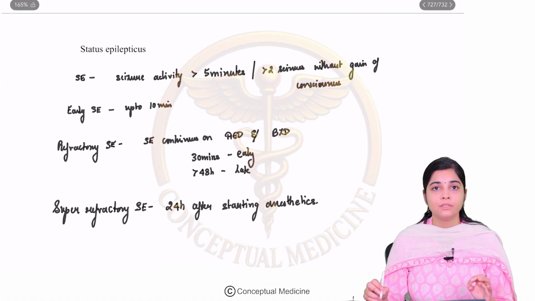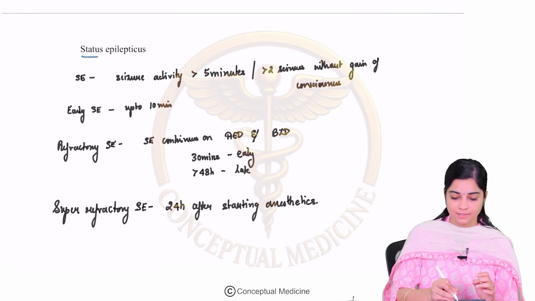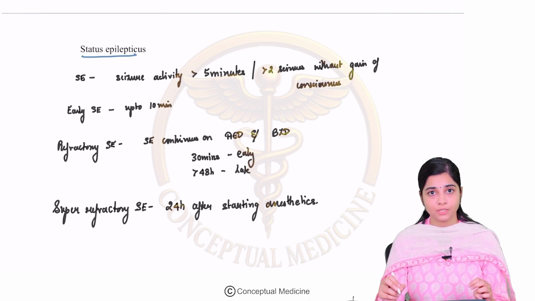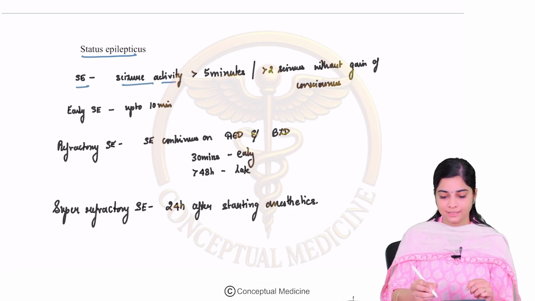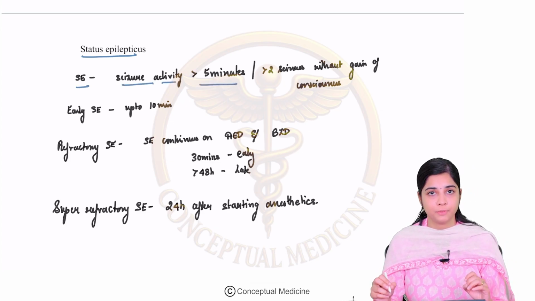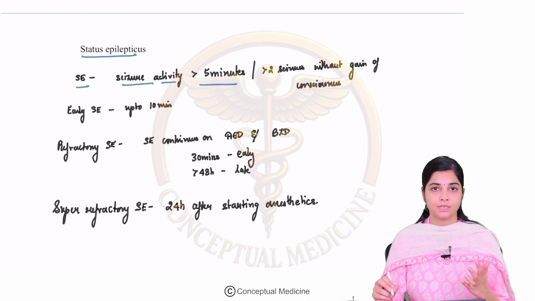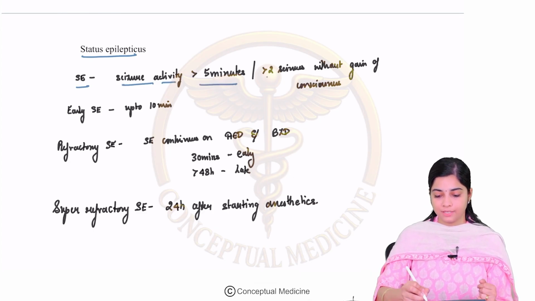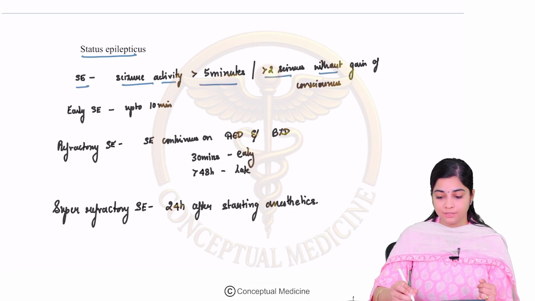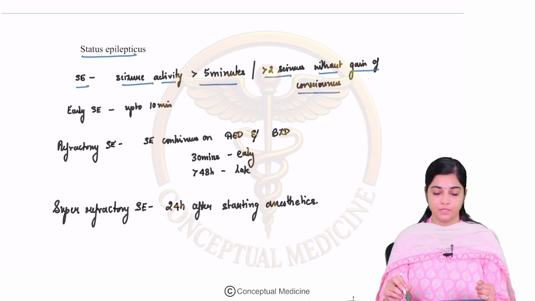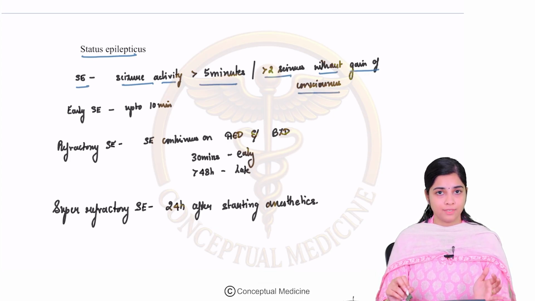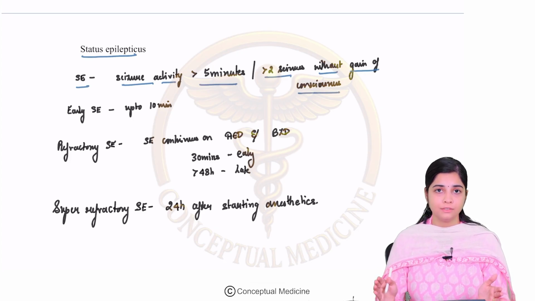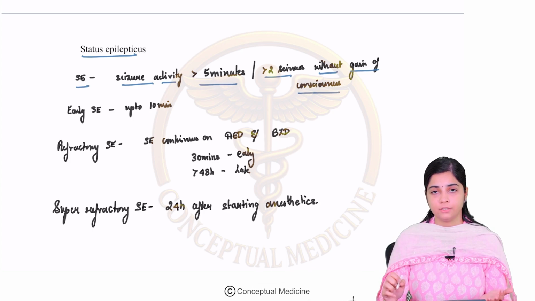Now, let us move on to understanding what status epilepticus is. Status epilepticus is defined as seizure activity which lasts for more than 5 minutes, or if there are 2 seizures occurring without gain of consciousness in between. So, either seizure activity lasting continuously for more than 5 minutes, or one seizure followed by another seizure, with no improvement in consciousness between the 2 seizures.